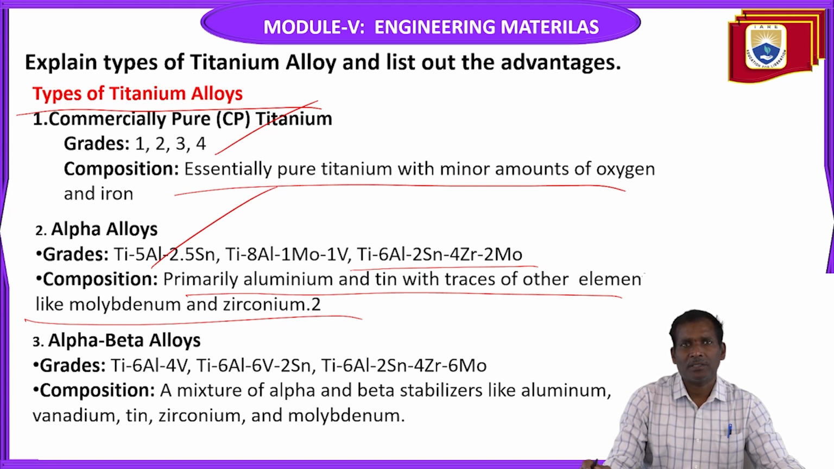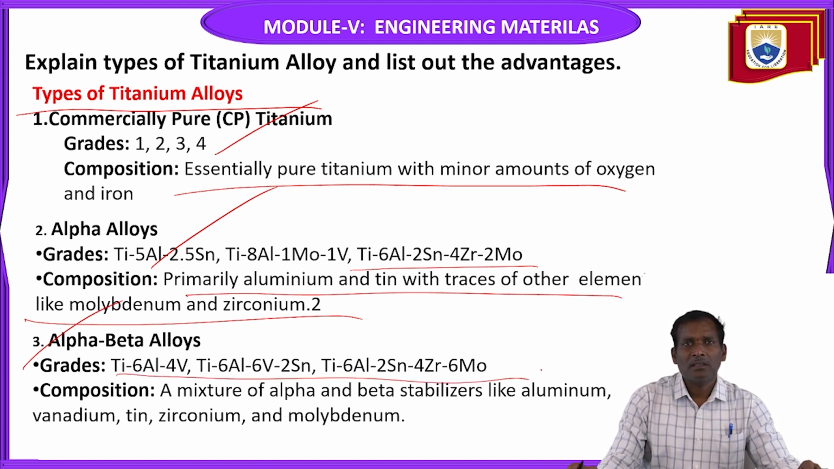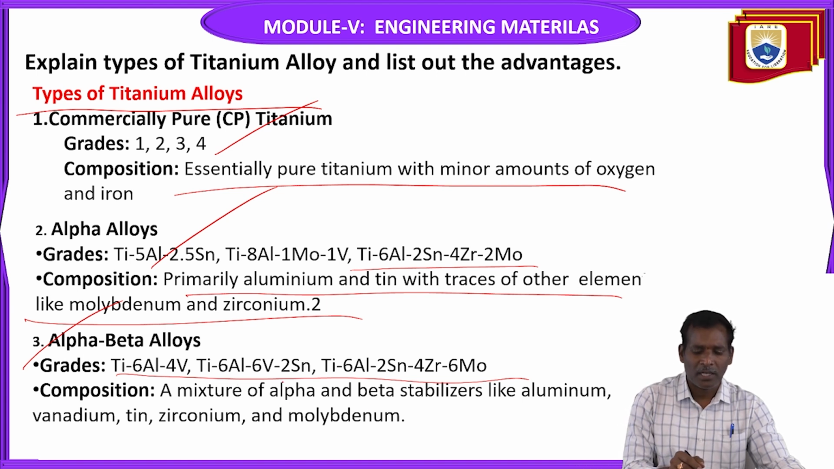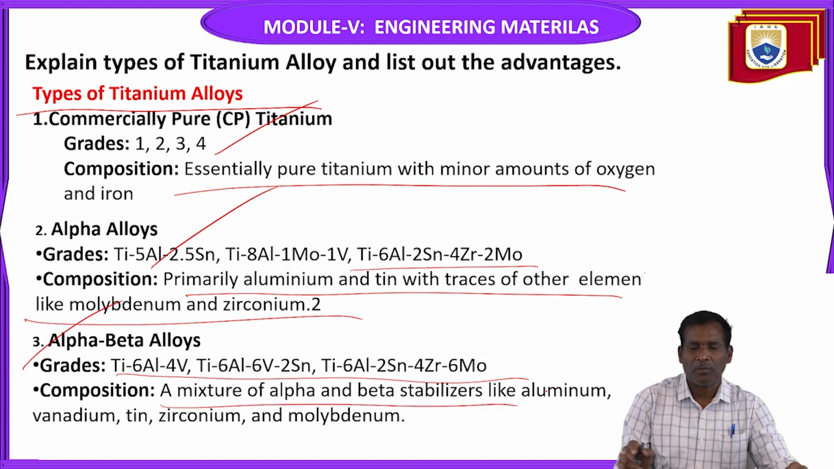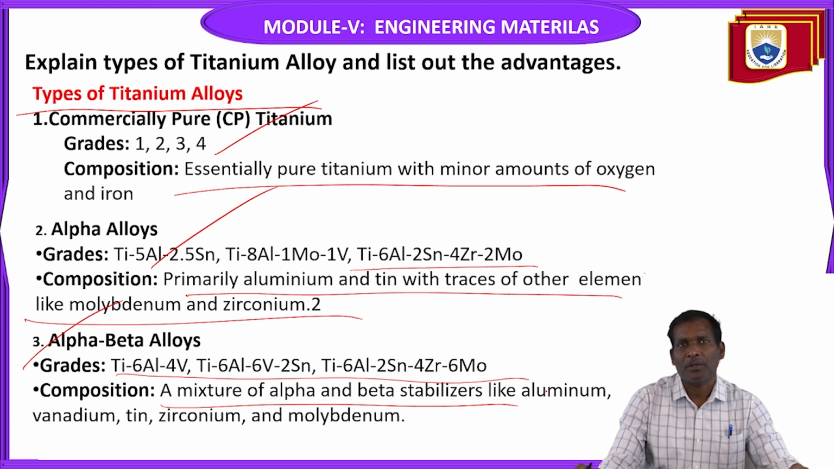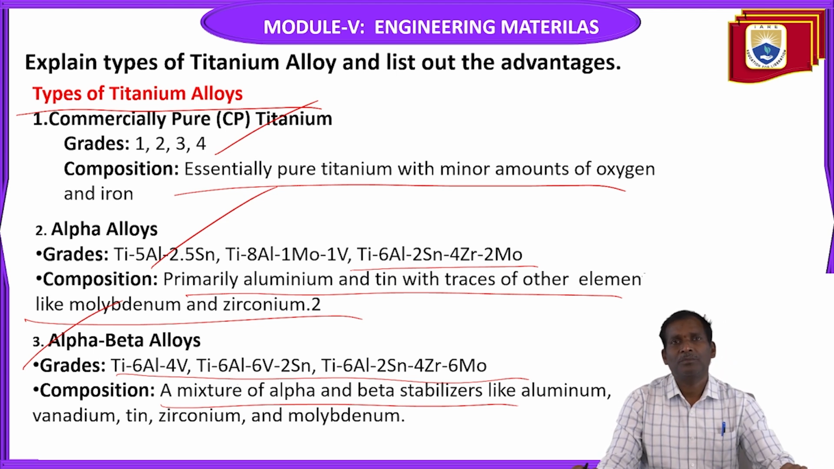The alpha-beta alloys. The alpha-beta alloy grades are Ti-6Al-4V, Ti-6Al-6V-2Sn, and Ti-6Al-2Sn-4Zr-6Mo. The composition is a mixture of alpha and beta stabilizers like aluminum, vanadium, tin, zirconium and molybdenum.